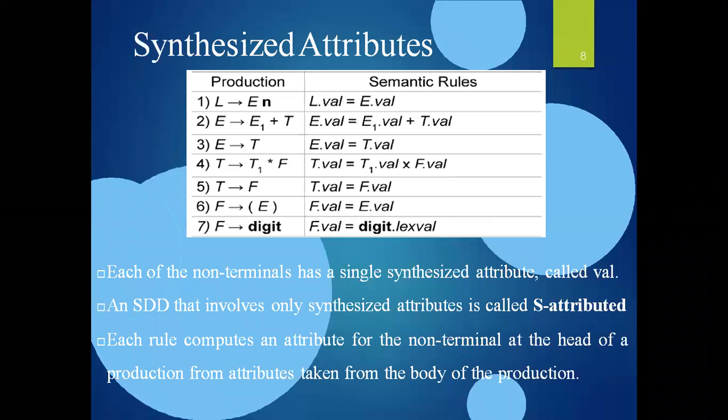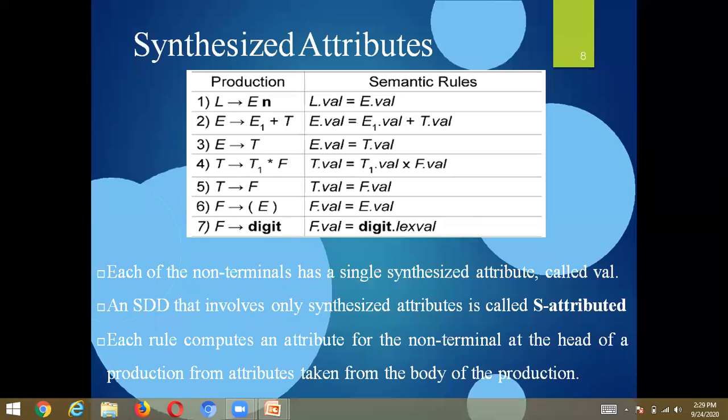And here I'm considering only the child attributes of that node for the synthesized attribute, right? To compute a synthesized attribute, I am taking only the values of the child nodes. But in inherited, I am taking both the siblings and the parent nodes. Make a note, that's the difference between inherited and synthesized. Inherited can be represented as L attributes, and synthesized as S attributes, right? And these are the two types of attributes in a syntax directed definition.